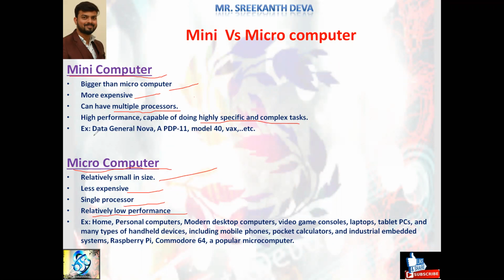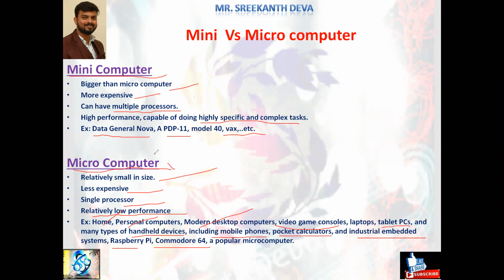The best examples of minicomputers are Data General Nova, PDP-11, Model 40, VAX; these are all suitable examples of minicomputers. But for microcomputers, the examples are home-based computers, personal computers or desktop computers, modern desktop computers, video game consoles, laptops, tablet PCs, and many types of handheld devices, including mobile phones, pocket calculators, industrial embedded systems, Raspberry Pi, and Commodore 64, a popular microcomputer. So these are all suitable examples of microcomputers. This is the major difference between minicomputers and microcomputers.